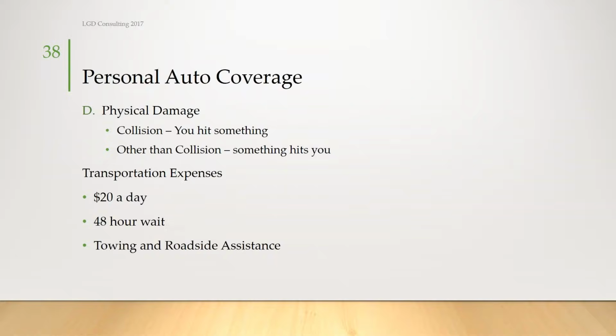All right. So if you drove into a tree, that's a collision claim because you caused it. It's your fault. Usually higher deductible, and your rates are going to go up because it's your fault. Other than collision, like I said, a hailstorm damages your car. That's an other than collision claim because the hail hit you. You didn't drive into the hail. Usually lower deductible, and your rates don't go up because it was not your fault.